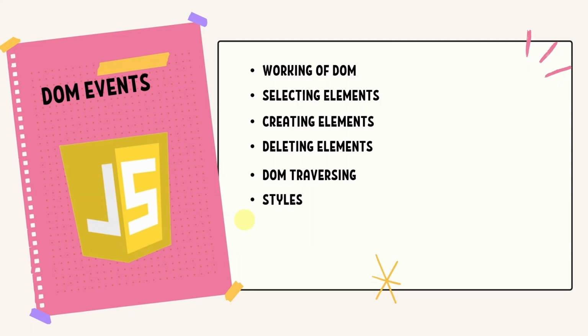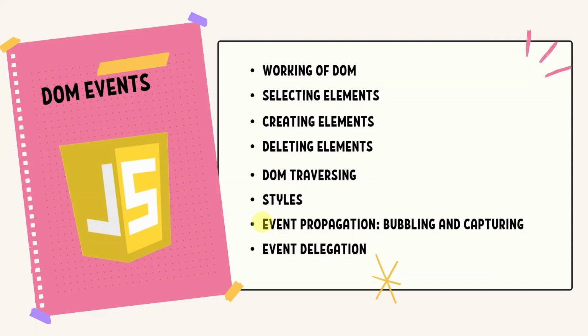Then styles. Using JavaScript, we can also change the styling of elements. We can add attributes and change attributes. We can do a lot of stuff. Then event propagation, the bubbling and capturing phases. You should understand how events are traversed, where the event starts, and where the click happens. You should understand different types of events. Then you should understand event delegation. When it comes to the DOM, all the concepts are very important, but these concepts are widely used and you will be using them almost every time.